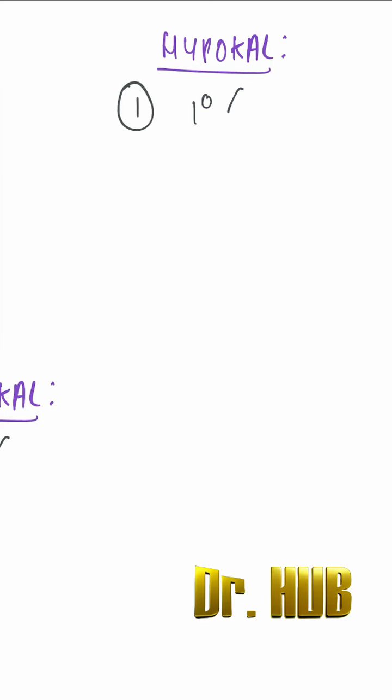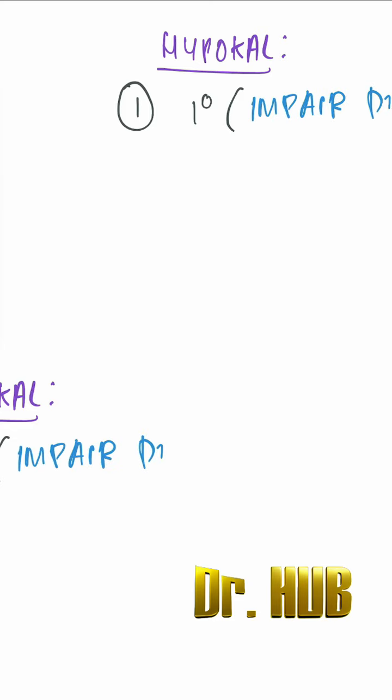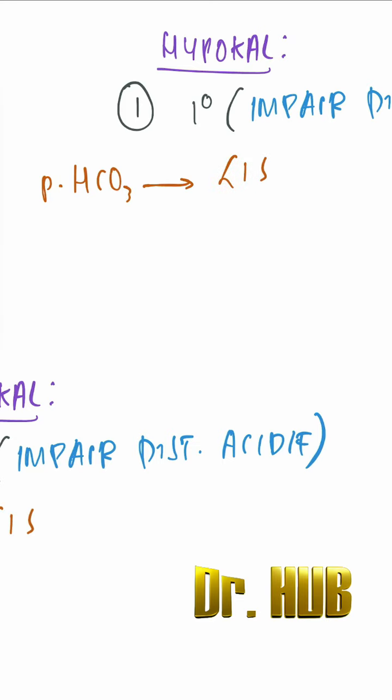In type 1, the primary defect lies in impaired distal acidification. So there will be impaired distal acidification. And what will be the plasma HCO3? When you look at the plasma HCO3, this is going to be less than 15, that is 15 milliequivalents per liter.